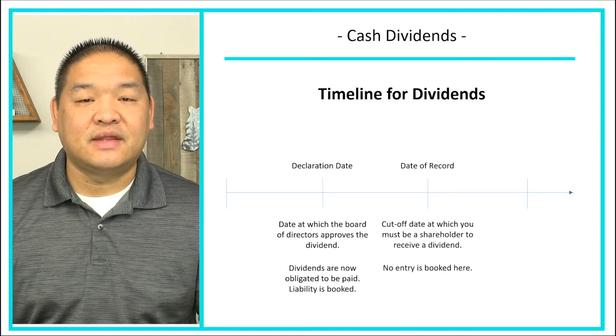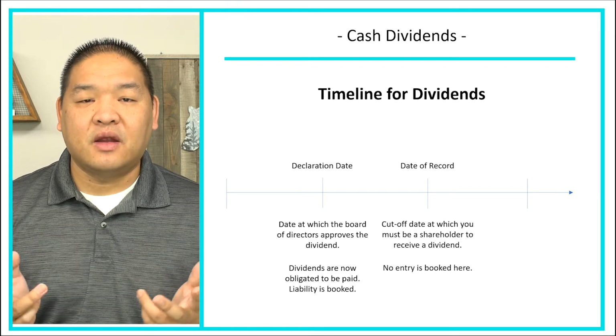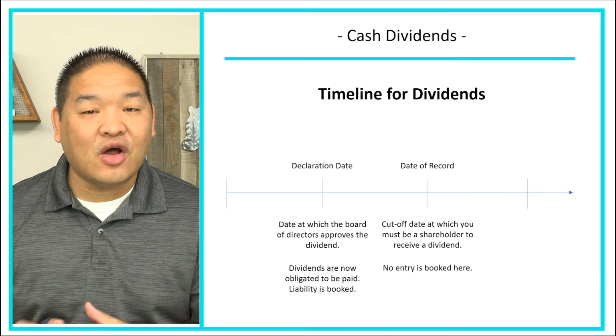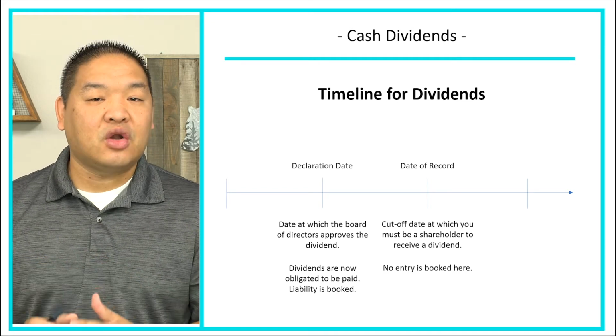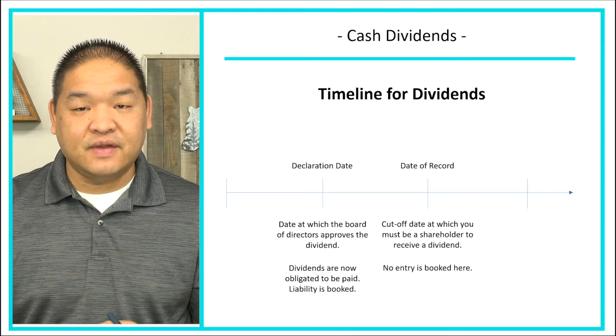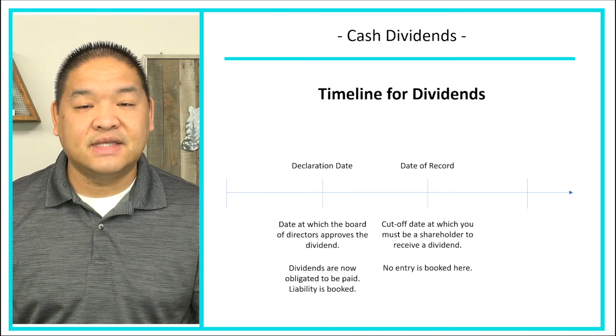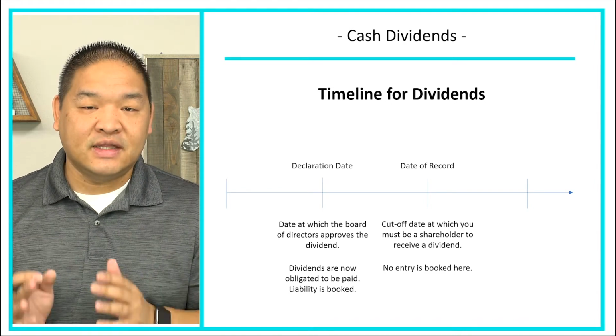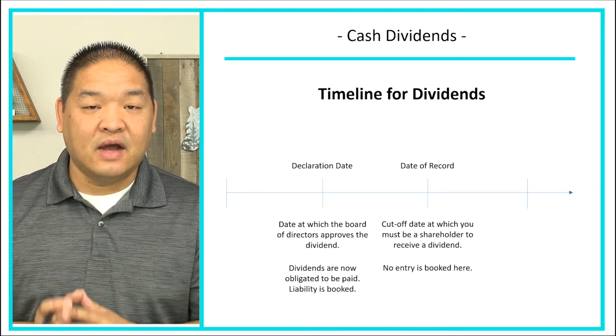So there is another date that is prepared by the board of directors. That's the date of record. That date is the cutoff date at which you must be a shareholder of that stock in order to qualify for the dividend. If you are not a shareholder on that date, so maybe you were a shareholder and then you sold it before that date, you wouldn't get the dividend. So that is the date of record.